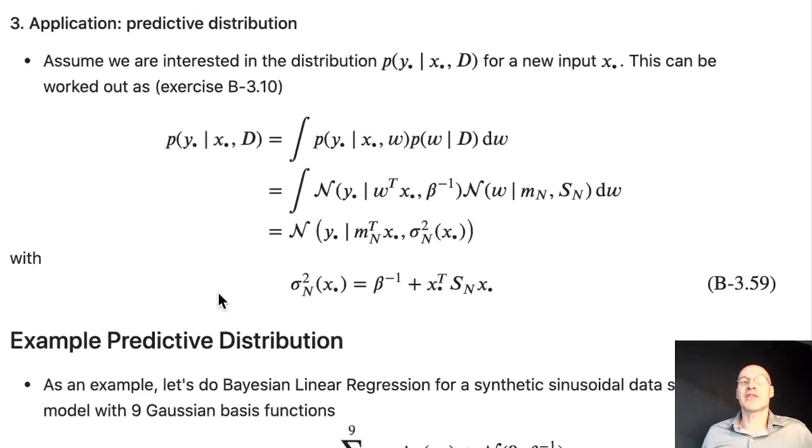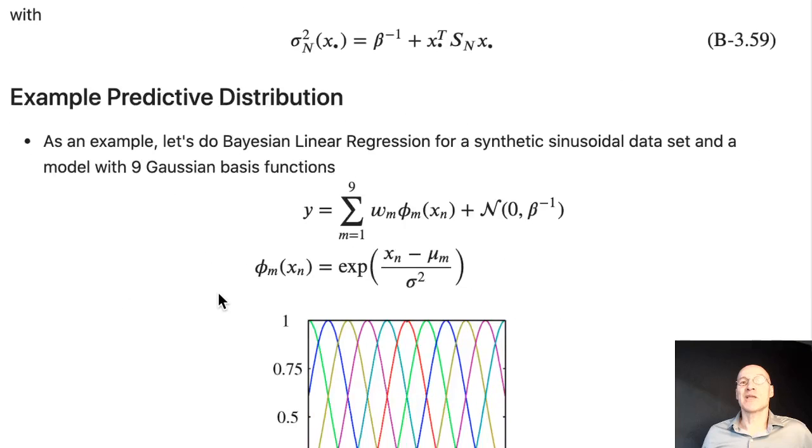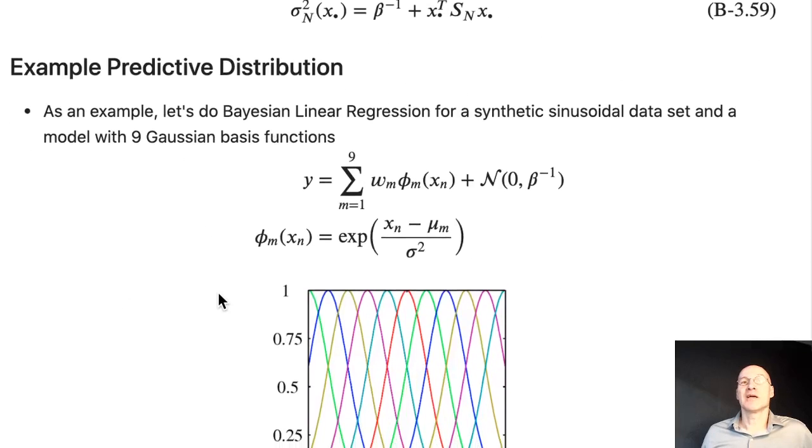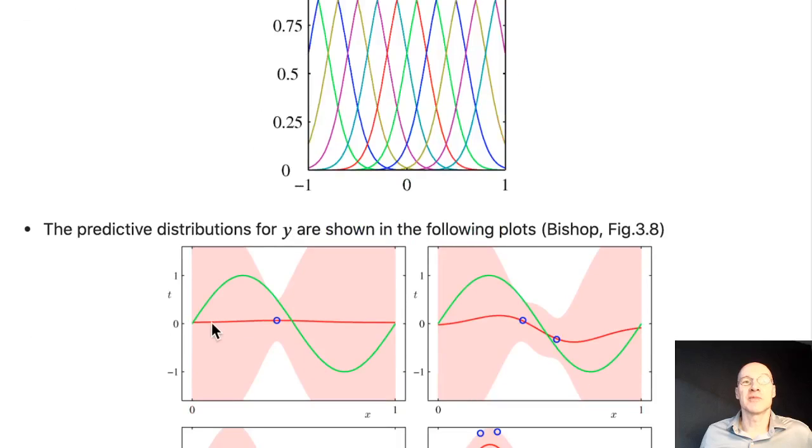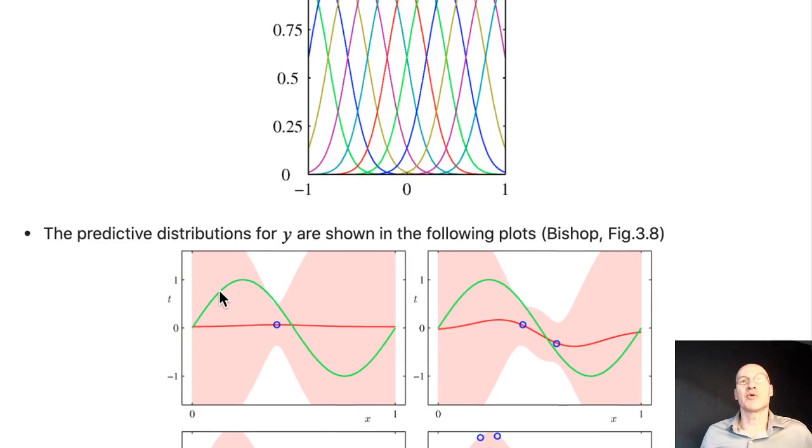Let's also have a look at that in another example. I have a synthetic sinusoidal data set. Basically this is my data set. I'm going to draw from this green curve, plus some noise. I'm going to draw data points.